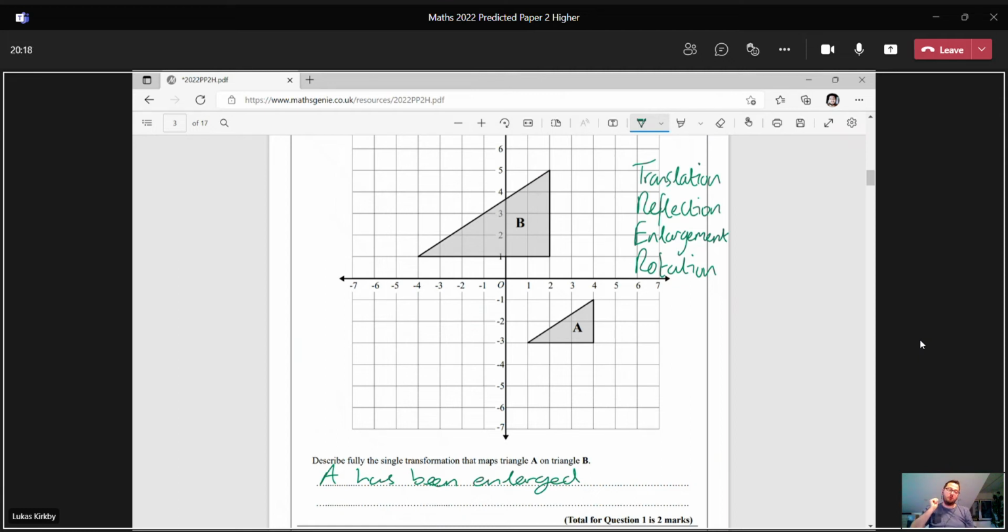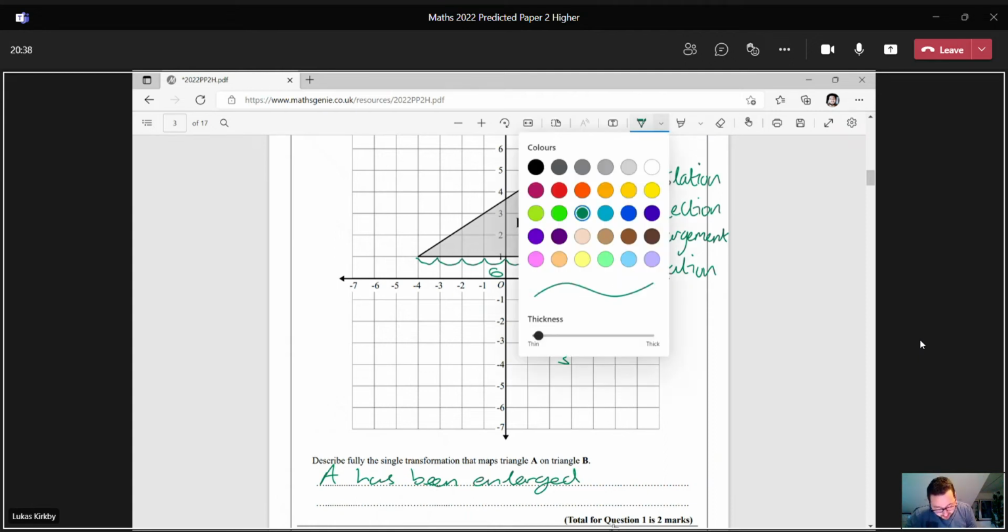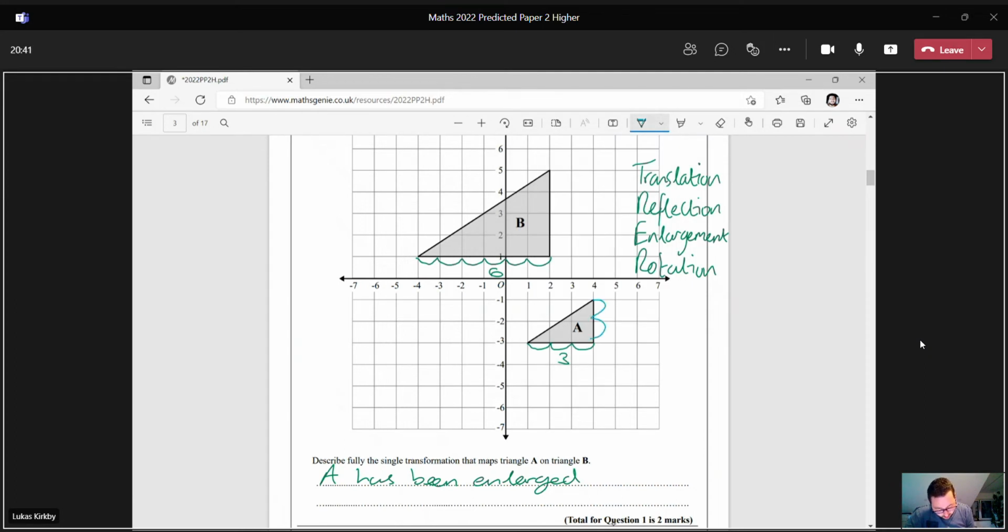The other thing they need to know is, well, how much bigger or smaller is it? Well, if we just have a little look, so this side of the triangle of A is 3 across, and if we match the same side onto B, that is 6 across. So that looks to me like it's been doubled. You might just want to check with some other sides, but pretty sure. So this is 2, and that's 4. Yes, so it looks like it's been doubled. So my second piece of information then is it's been enlarged by a scale factor 2, so because it's been doubled, and then they'll want you to show the centre of it.